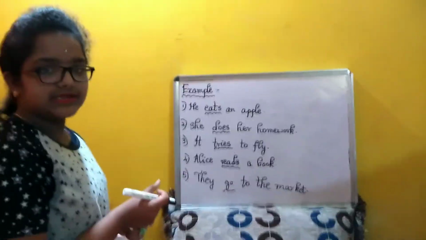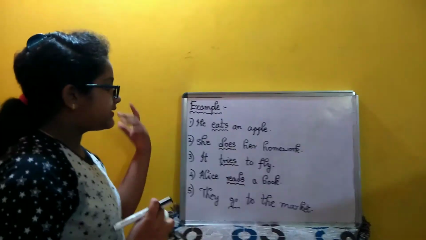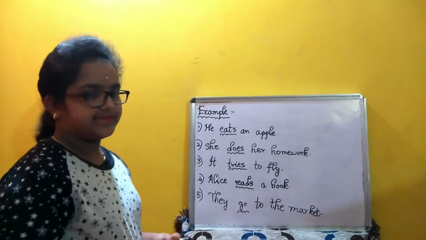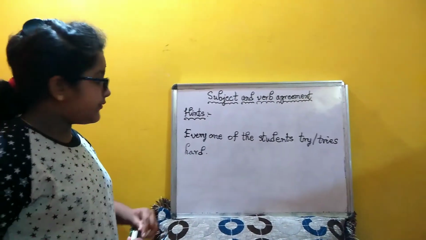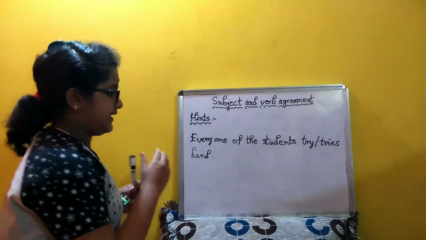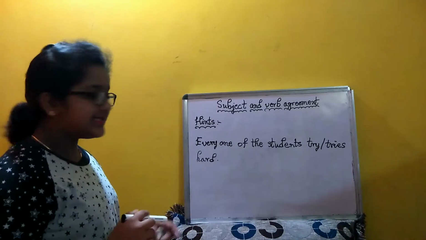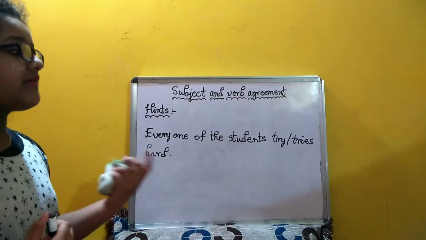So let's stay with simple present tense only. So let's go to critical sentences. So guys, this is subject and verb agreement. Now, a few of the members might be confused by such type of sentences like these. This sentence is like, "Every one of the students try or tries hard."